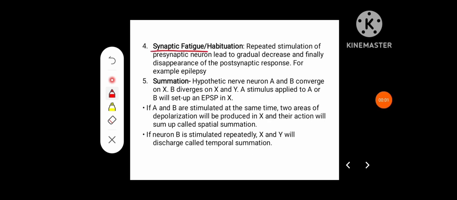Another property is synaptic fatigue or habituation. Here, repeated stimulation of presynaptic neuron leads to gradual decrease and finally disappearance of postsynaptic response, for example, in epilepsy.